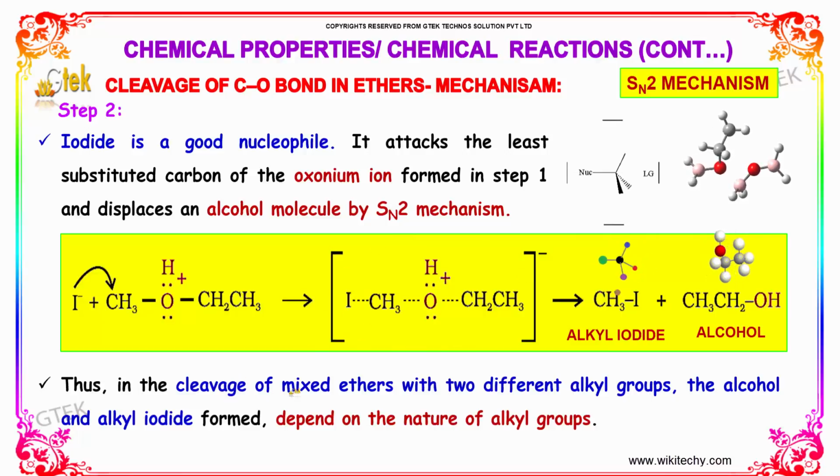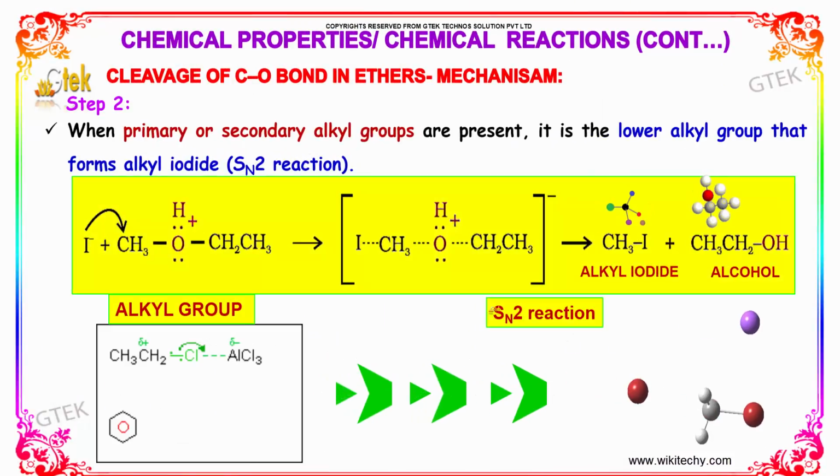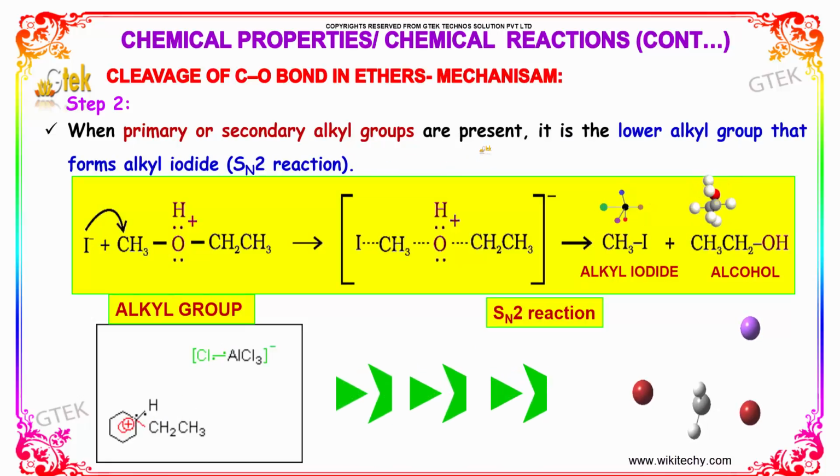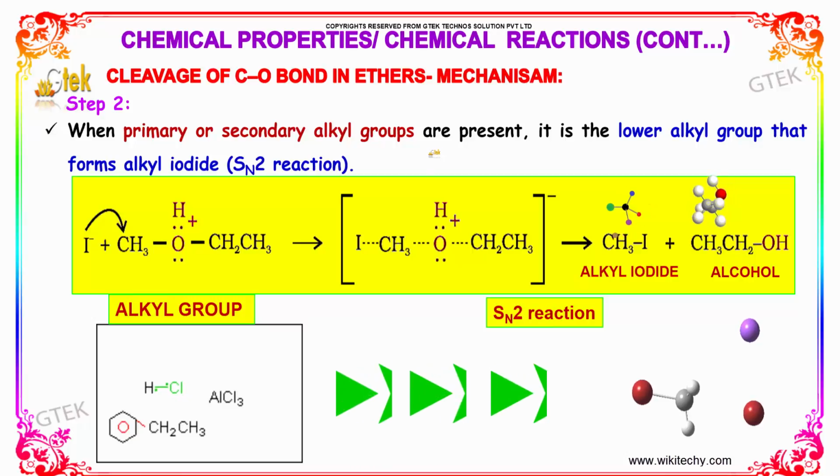Thus, in the cleavage of mixed ethers with two different alkyl groups, the alcohol and alkyl iodide formed depend on the nature of the alkyl groups. In step 2 itself, when primary or secondary alkyl groups are present, it is the lower alkyl group that forms alkyl iodide using the SN2 mechanism.